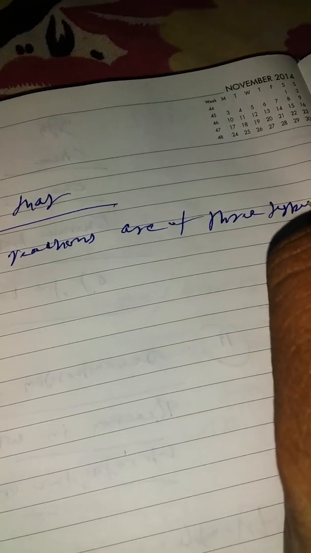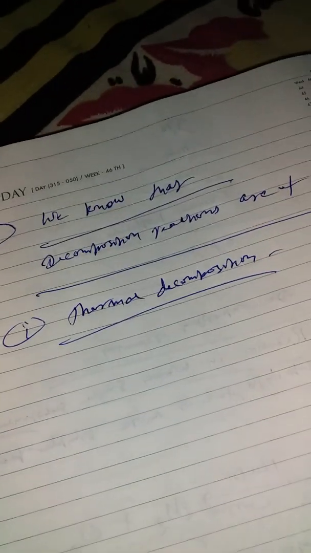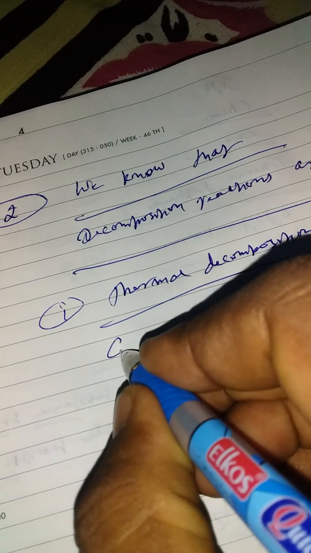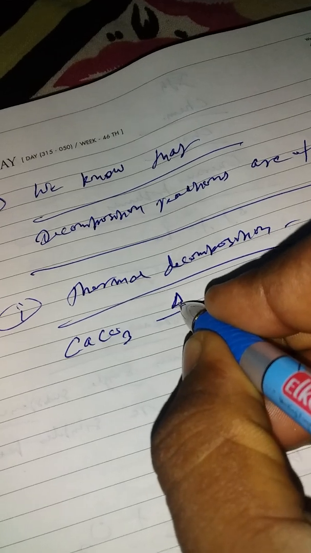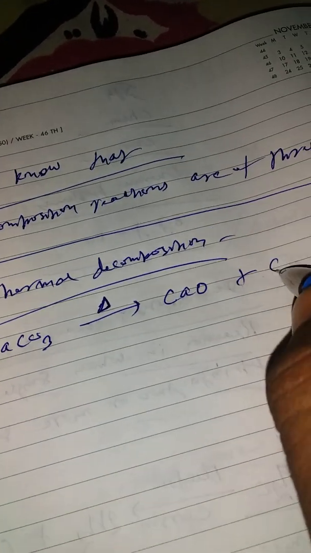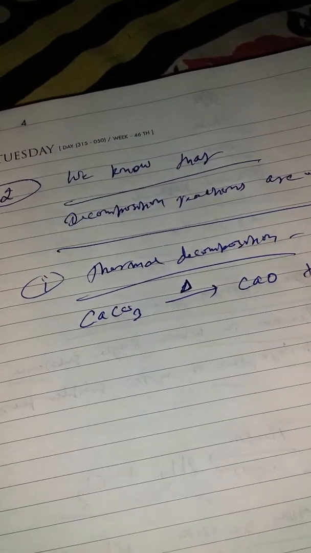One is thermal decomposition, where decomposition is carried out in the presence of heat. So example, calcium carbonate is heated, the capital delta sign indicates heating. After heating, it converts into calcium oxide and carbon dioxide. It is an example of thermal decomposition.